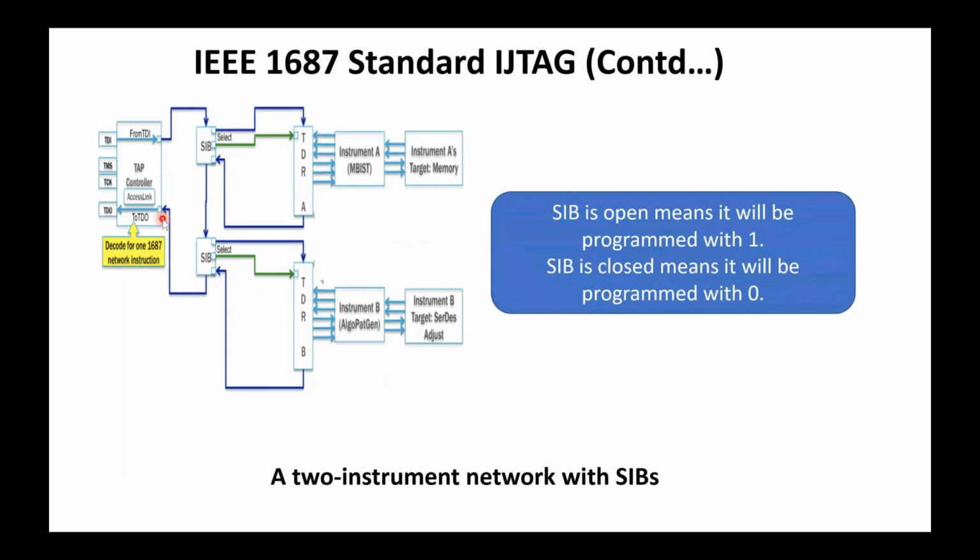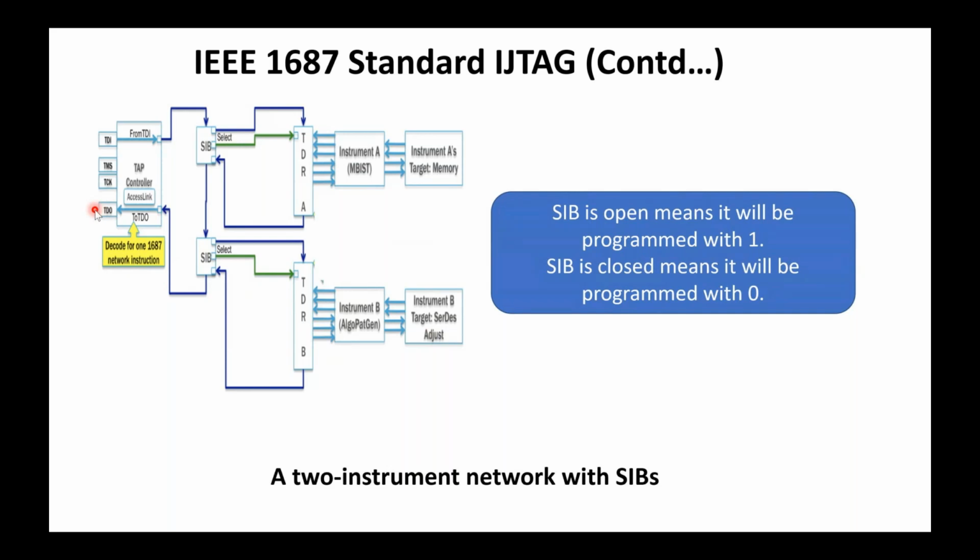For example, we'll consider that this is SIB 1 and SIB 2. We will assume that SIB 1 is open, that is, it is programmed with 1. Then it will allow the data to be written into this TDR like this, and SIB 2 is closed, so the data will go like this. This is the flow of the data path.